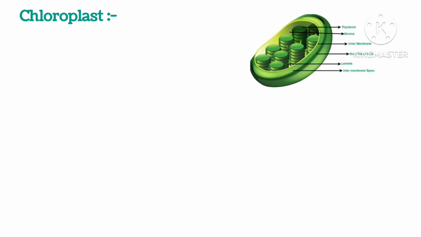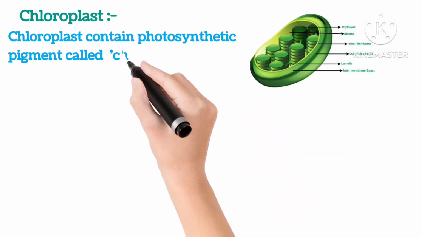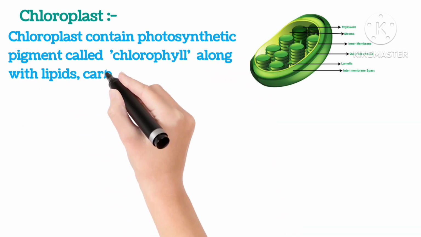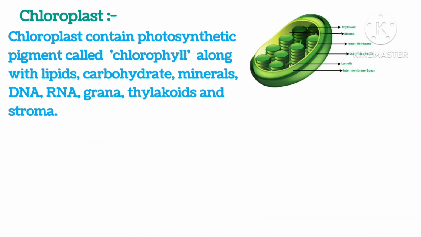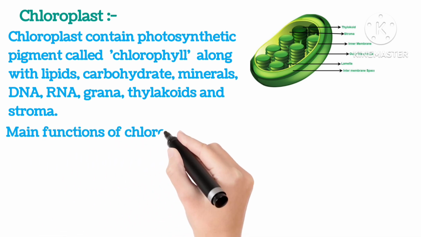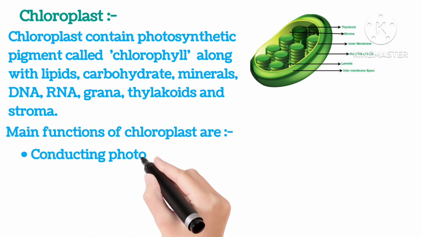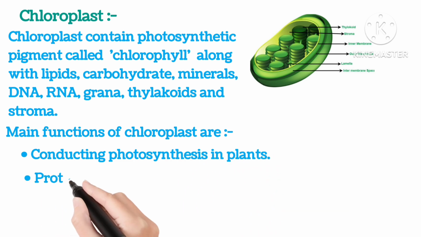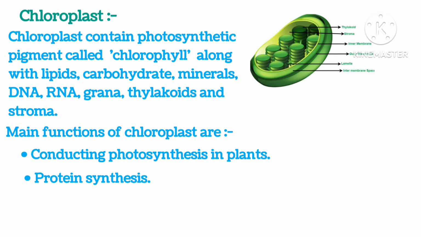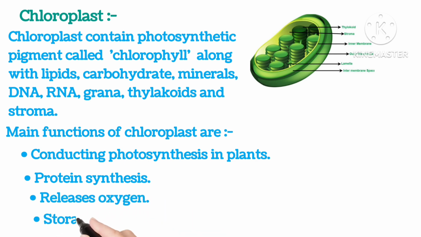Chloroplast. Now we will study the chloroplast in detail. You can see the picture here. Chloroplasts contain a photosynthetic pigment, chlorophyll, along with lipids, carbohydrate, mineral, DNA, RNA, grana, thylakoids and stroma. The main functions of chloroplast are conducting photosynthesis in plants, protein synthesis, release of oxygen and storage of starch.